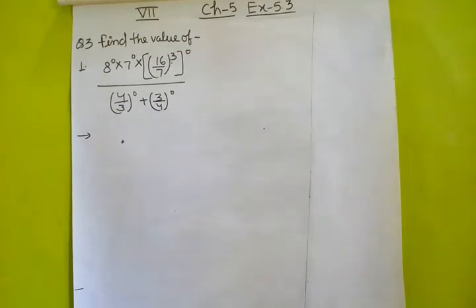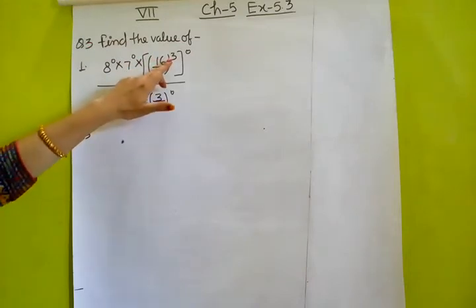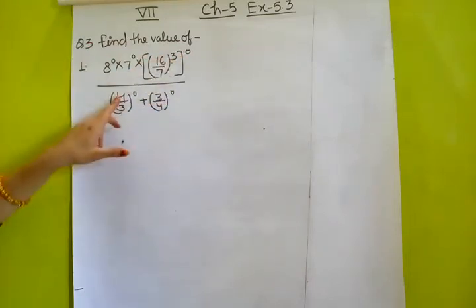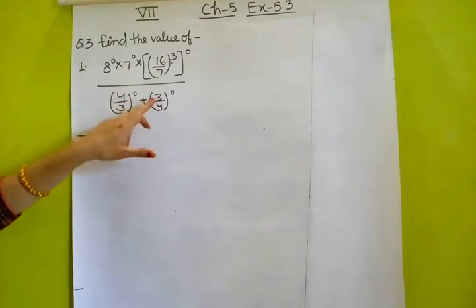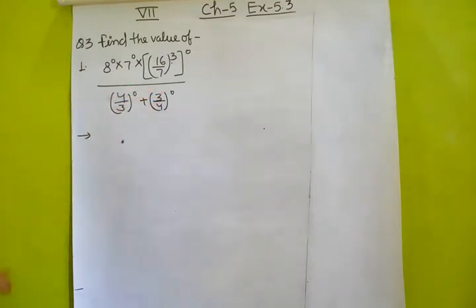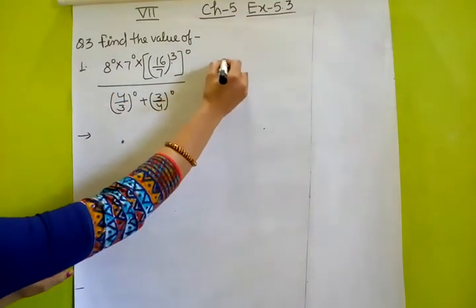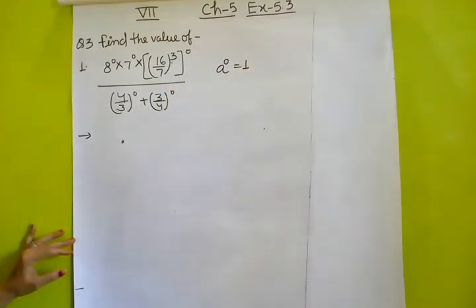Students, now question number 3 is find the value: 8 power 0 multiply 7 power 0 multiply (16 upon 7 power 3) whole power 0, plus (4 upon 3) whole power 0 plus (3 upon 4) whole power 0. And students, you know when any number is having power 0, its value will be 1.